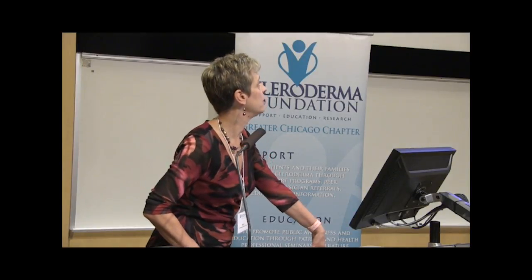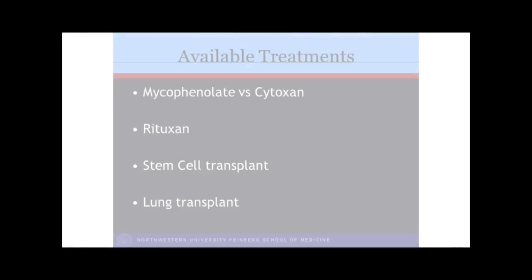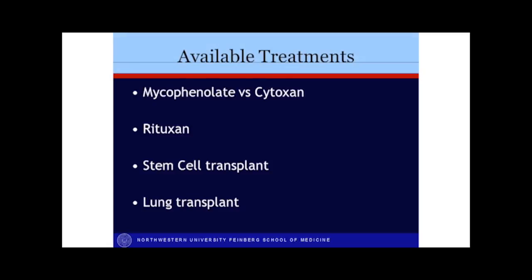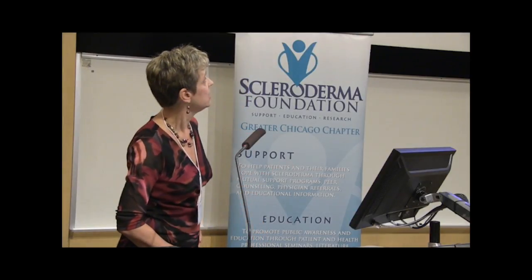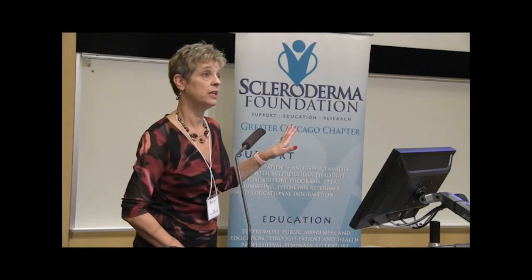So what are the treatment arms and what are the therapies? There's data in 4 different areas I want to talk about. One is mycophenolate, also known as CellCept, versus Cytoxan. We're also going to briefly touch on Rituxan, stem cell transplant, and lung transplant, sort of newer therapies. I'll start with mycophenolate versus Cytoxan, and I'm only going to show you one slide from each of these. So this is the Scleroderma Lung Study 2.